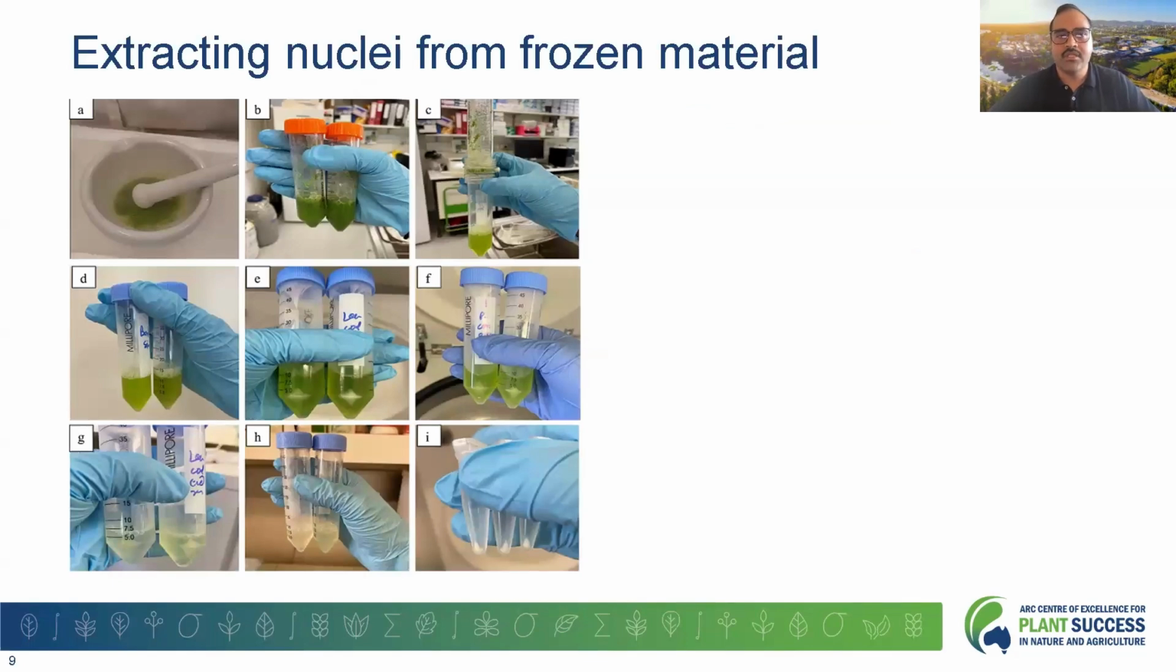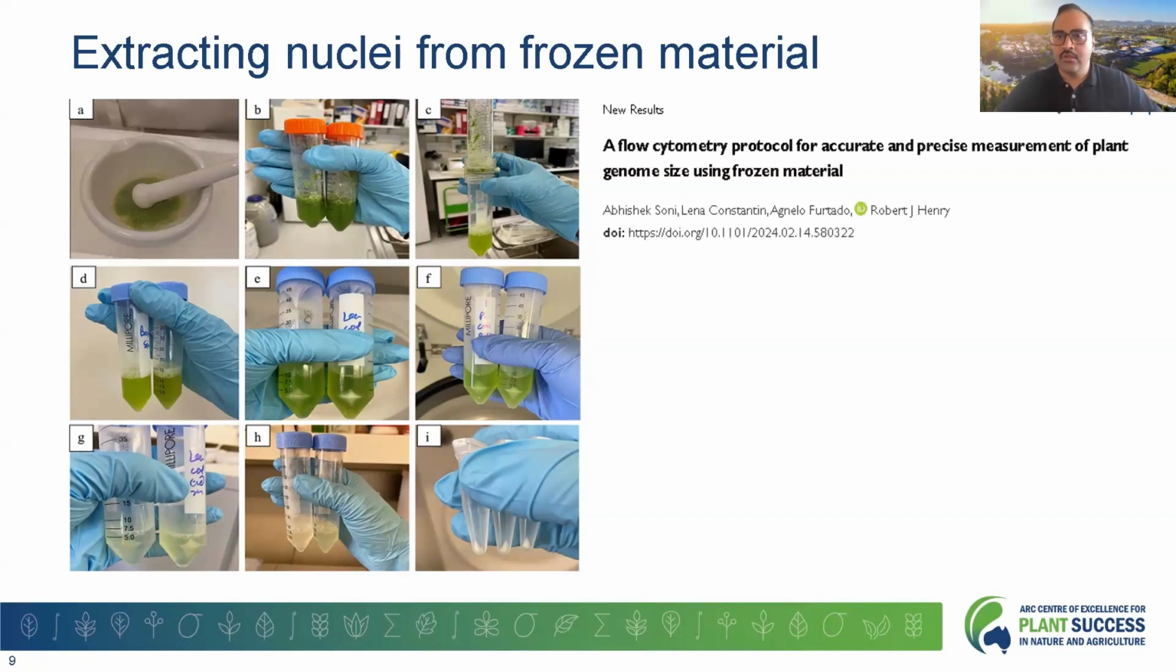So as a part of my PhD, I worked on a method where we use frozen material. Let's say we are not able to preserve the nuclear integrity of the leaf material. We can preserve the leaf material by freezing it in liquid nitrogen and then keeping it at -80 conditions. In that case, we can maintain the integrity of the nuclei. Using the frozen material, we isolate the nuclei and process them for flow cytometry. This method has a preprint on bioRxiv.